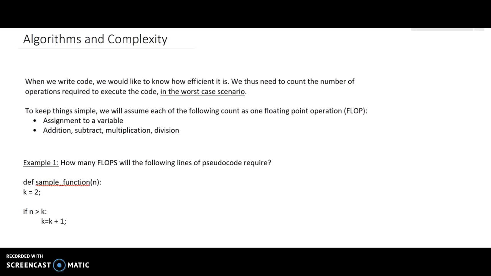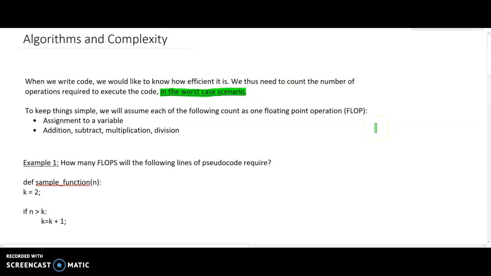Welcome. In this video series, we're going to talk about algorithms and complexity. Typically, when we write code, especially bigger programs, we want to know how efficient our code is. So we're going to need to do some operation counting, meaning we count the number of operations that code will accumulate in the worst case scenario. That's really key here.